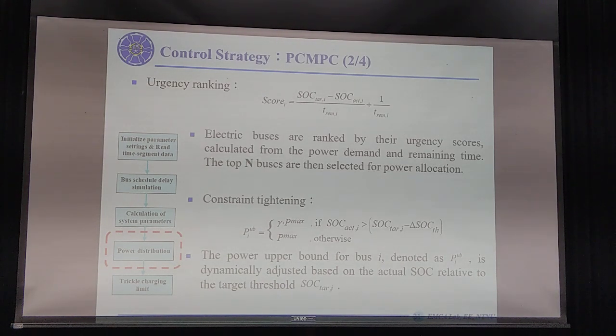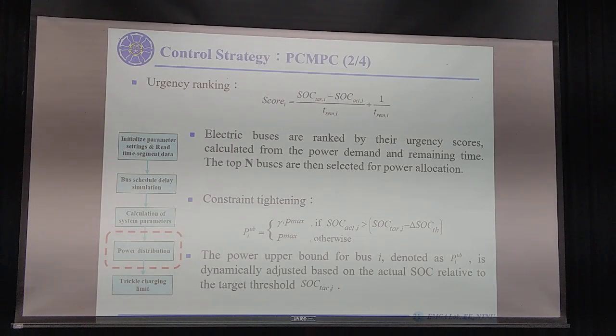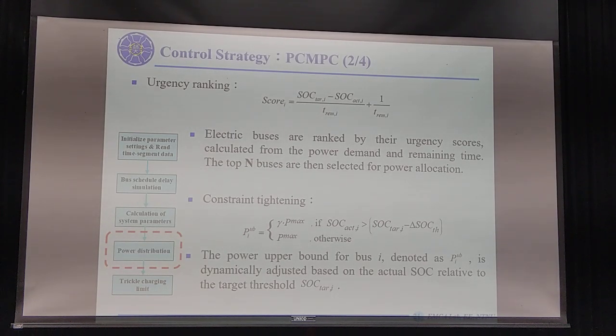The current MPC also ranks urgency and priority constraints. It gives each bus an urgency score to prioritize the task needs. Also, if a bus is almost full, we reduce its max power limit and use constant cycling to ramp power down to prevent overcharging.